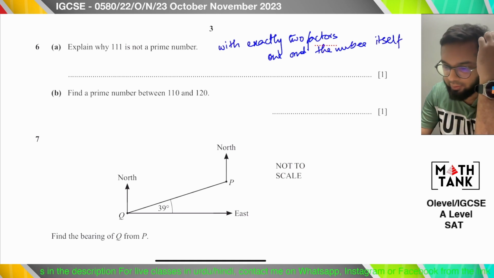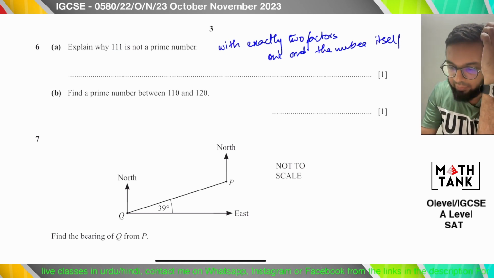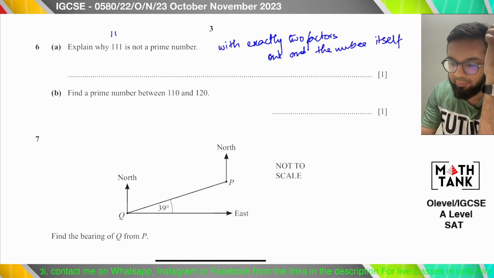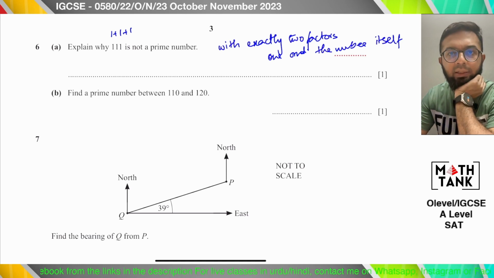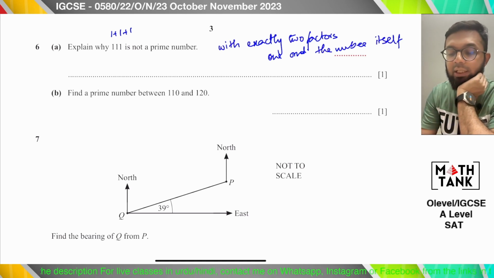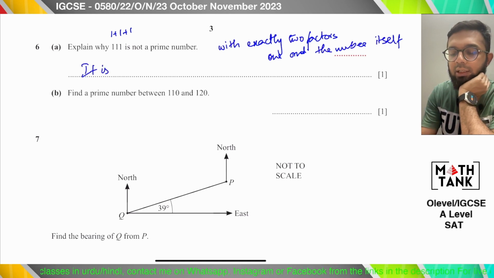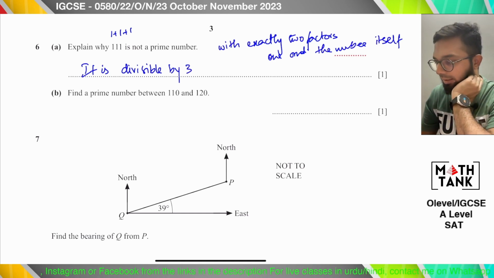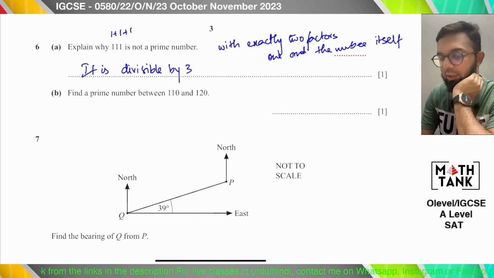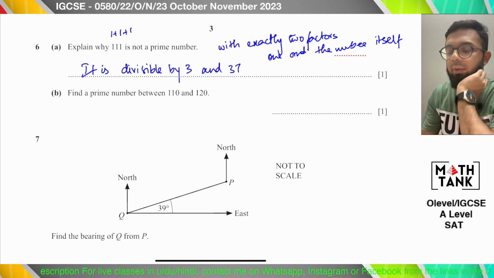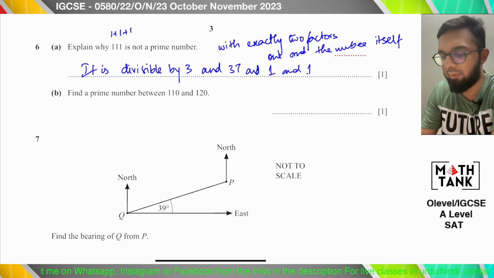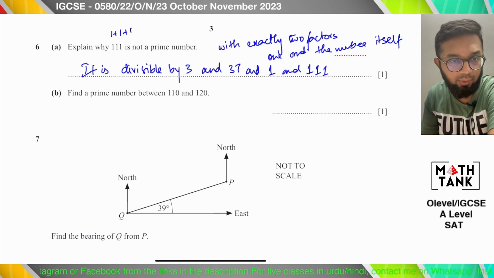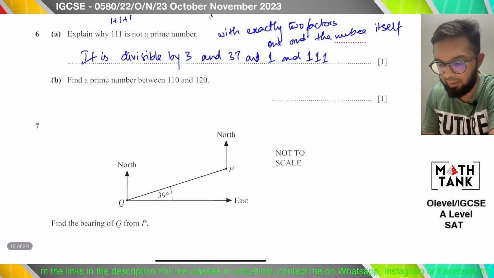But what I can notice from here is that this number is divisible by 3. How do I know it's divisible by 3? If I add up the digits, 1 plus 1 plus 1, the sum makes a number that is divisible by 3. Therefore, this entire number is also divisible by 3. If I divide it by 3, I know that it's 3 and 37, and 1 and 111 at least. There might be more factors, I don't know for sure, but that's the idea.